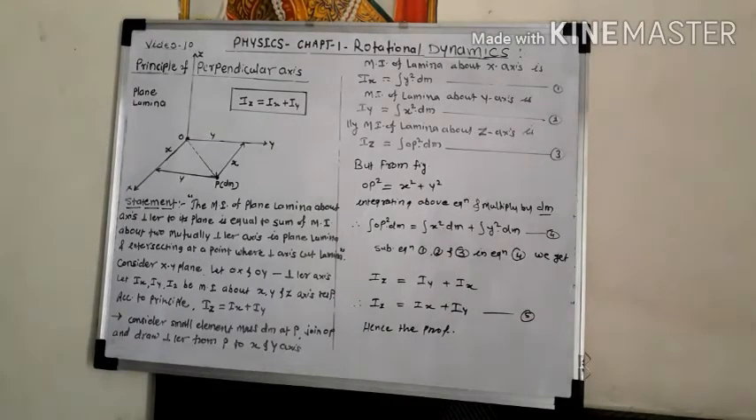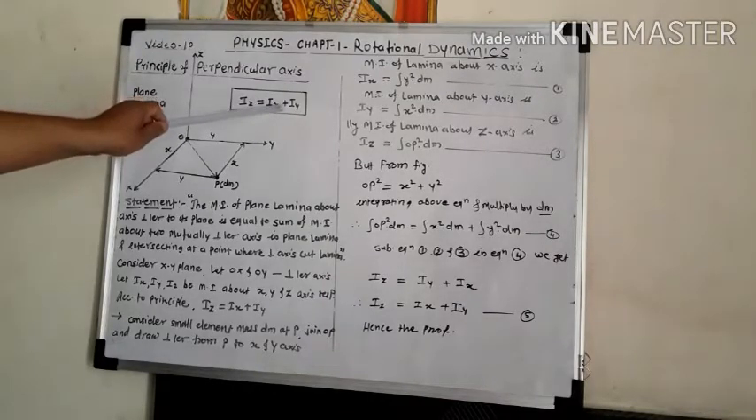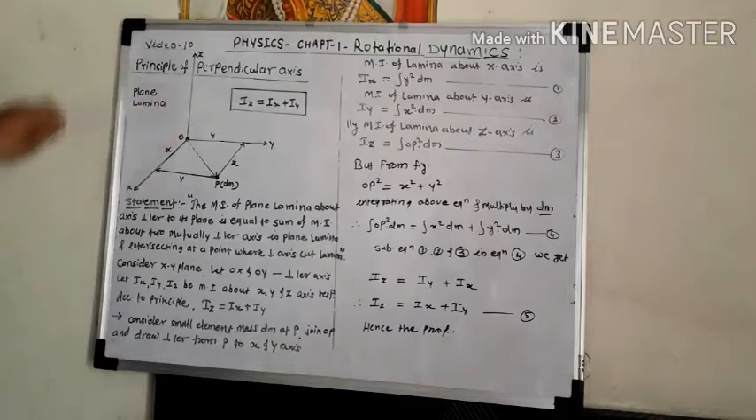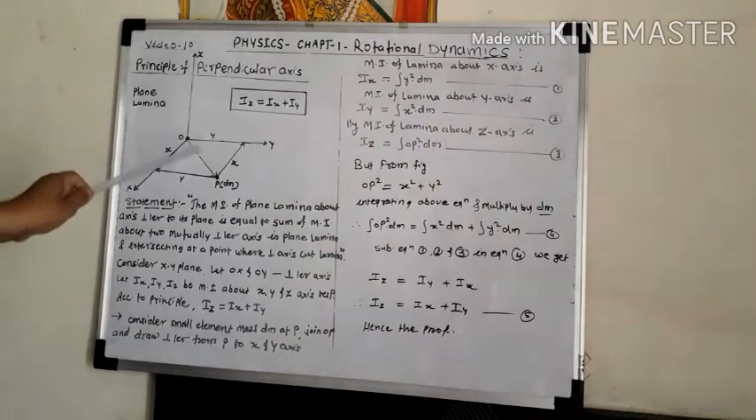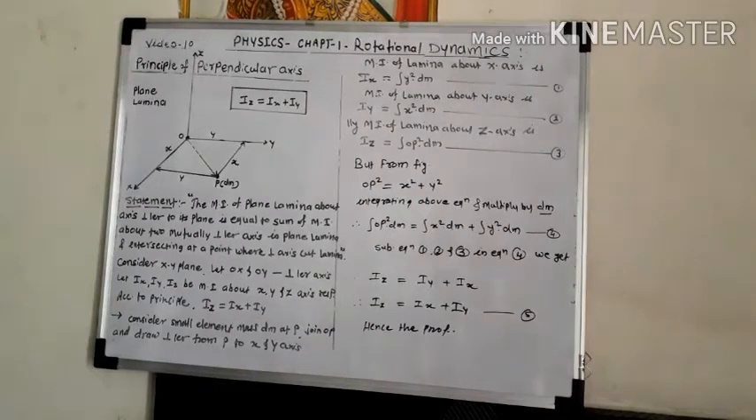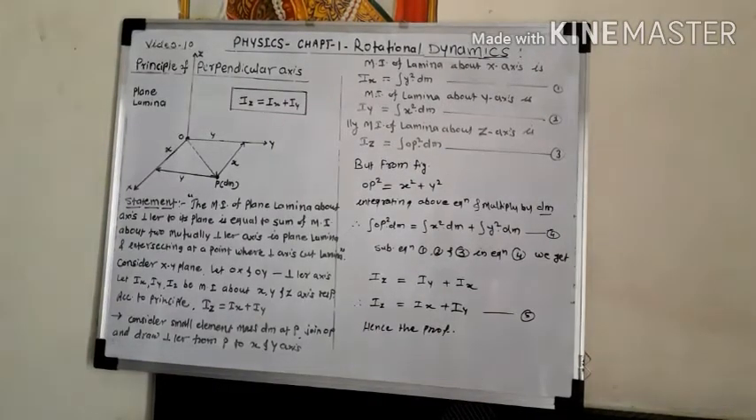That means the MI of the lamina about the perpendicular axis is equal to the sum of the moments of inertia about two mutually perpendicular axes, OX and OY, intersecting at the point where the third axis cuts the lamina. This is nothing but the statement of the principle of perpendicular axis. Then we have to see the proof.